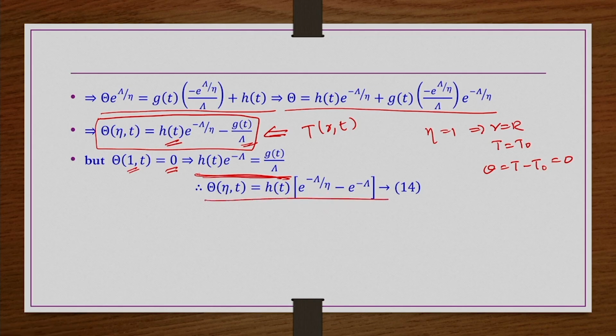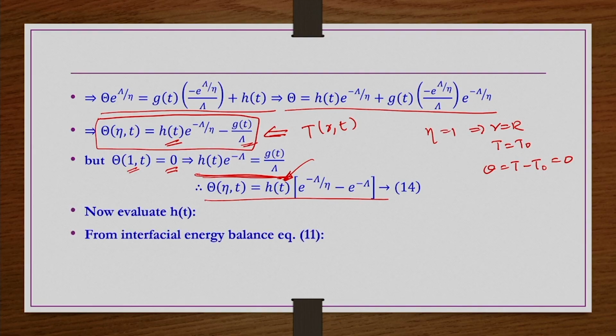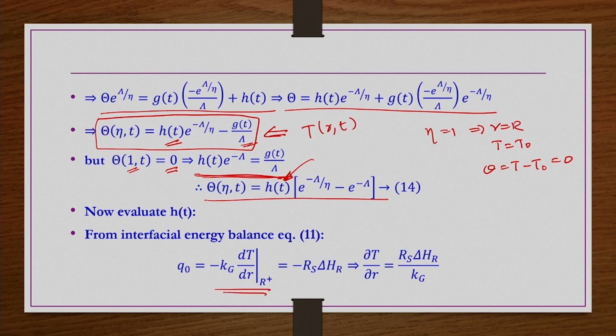So, it is better compared to this equation, but still there is an h(t). Without this one we cannot use this equation. So, now we have to evaluate this h(t). From this interfacial energy balance, what we got? Q naught is equal to minus kg dou T by dou r at r plus is minus rs delta h by r. So, that means dou T by dou r is equal to rs delta h r by kg.